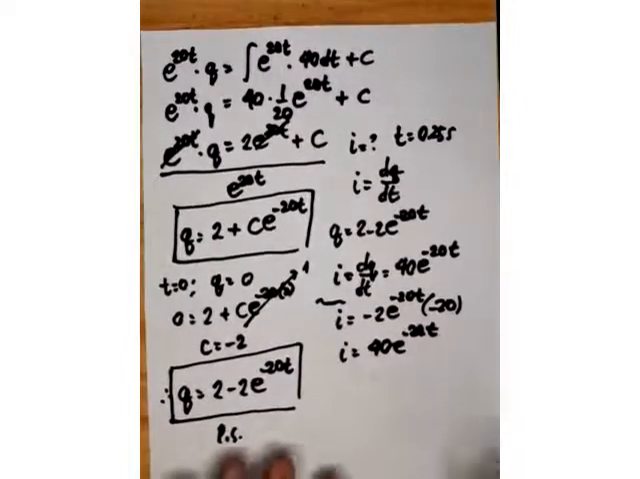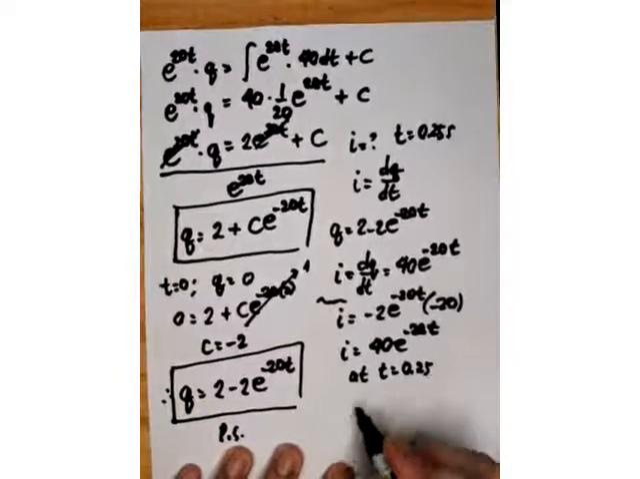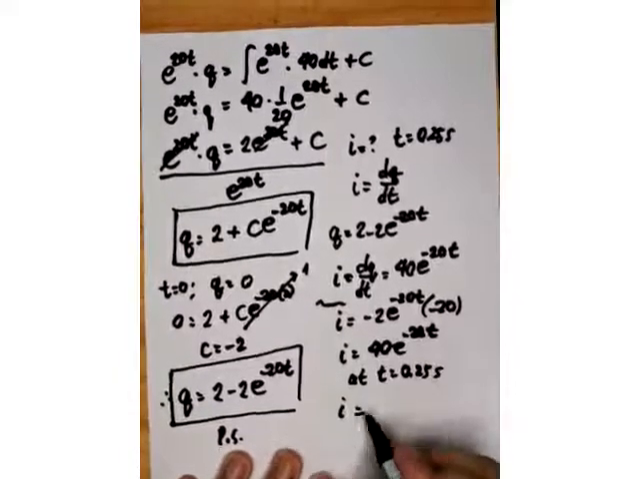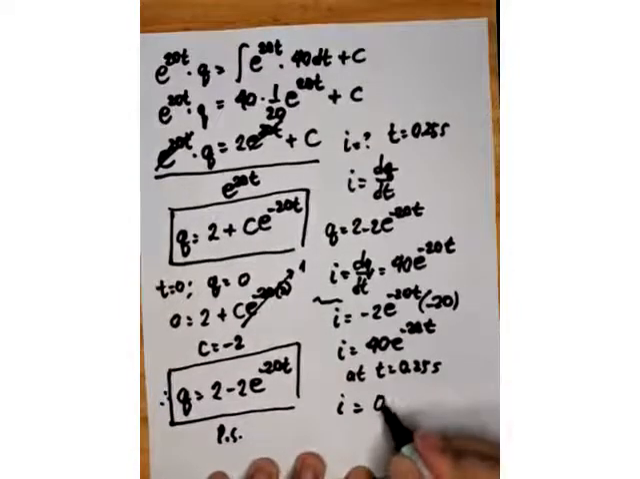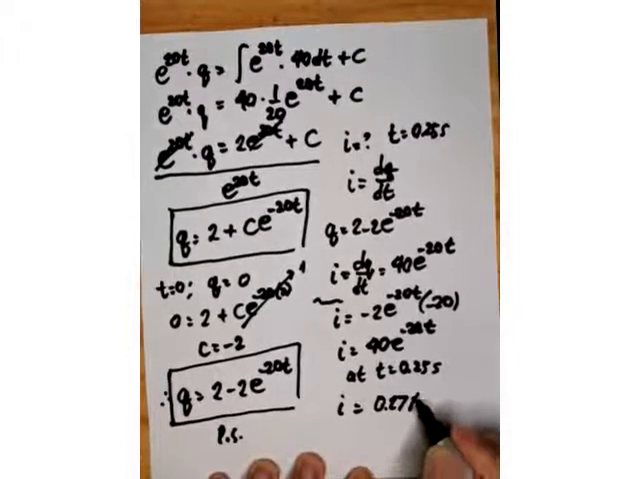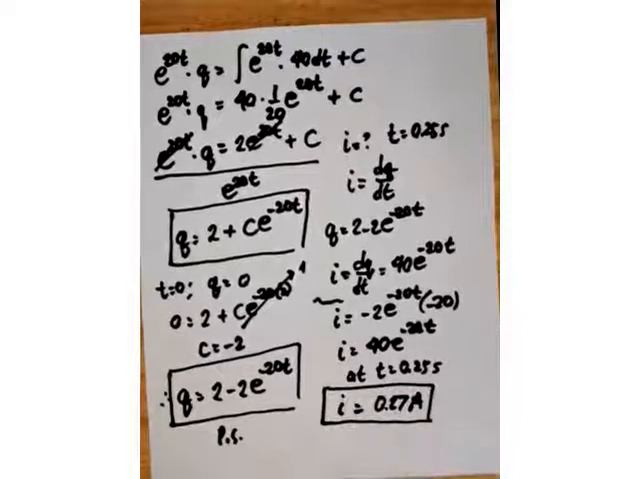And then let's apply the condition. So at t equal to 0.25 seconds, what is the current? Okay, 0.27 amperes. 0.27 amperes.